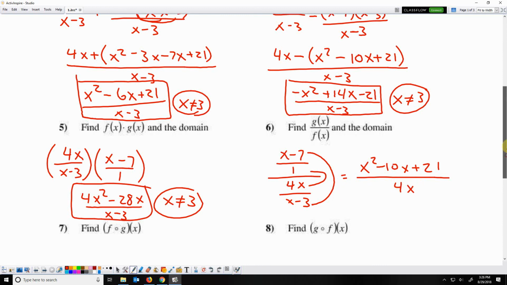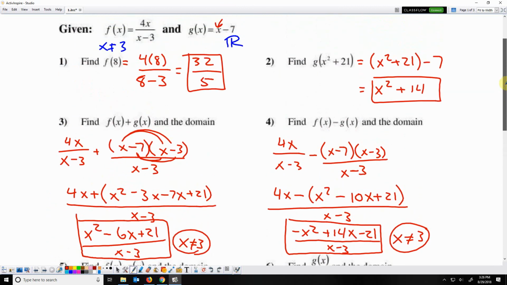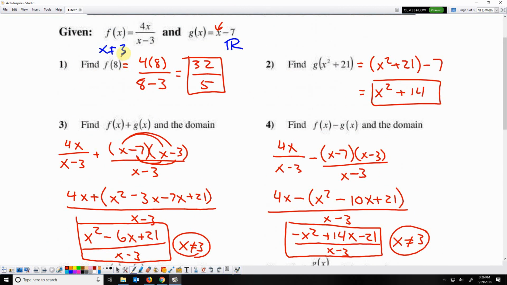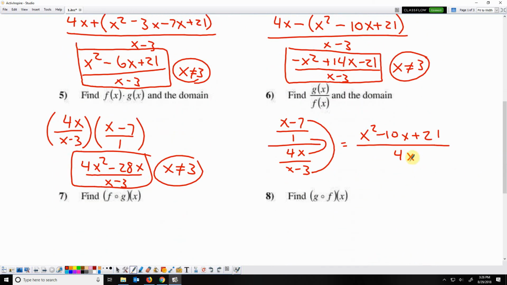Now if we go back to f of x, we found that x cannot be 3. For g of x, it's all reals. And here, I can't put a 0 in for x because I would have 4 times 0, and that would be a denominator of 0. So there's my composition. I've found two restrictions. X cannot equal 3 or 0.